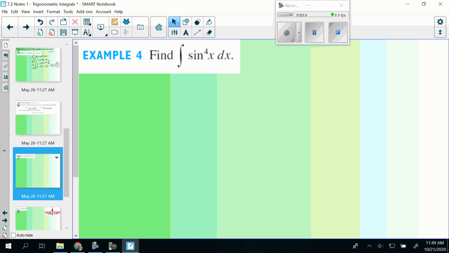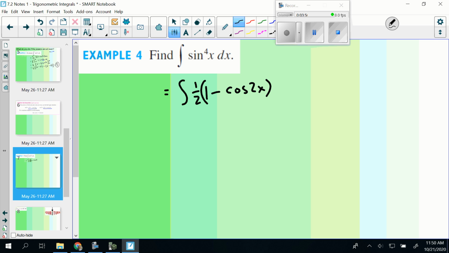All right, let's try another one here. Find the integral of sine to the 4th. Another one where we only have an even power. There's no odd one. So again, we have to do one of those substitutions for sine squared. And we know sine squared is equal to 1/2 times 1 minus cosine of 2x.